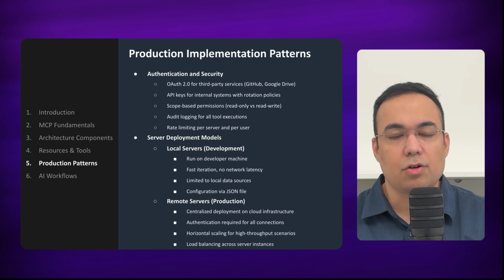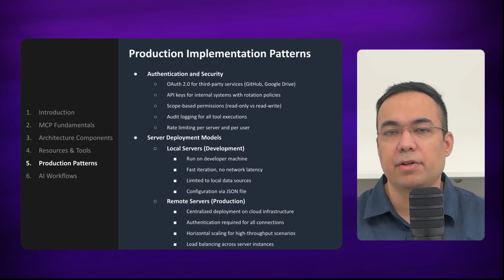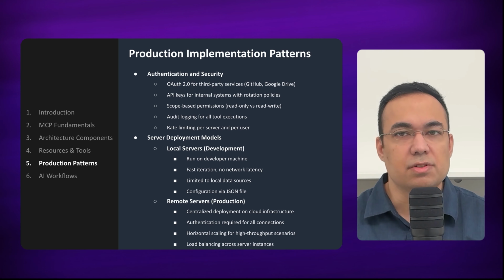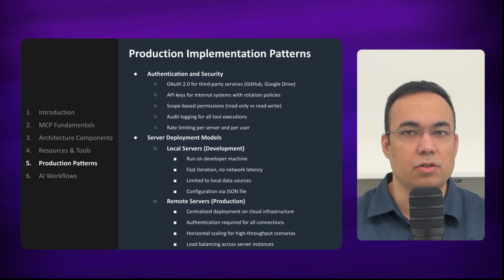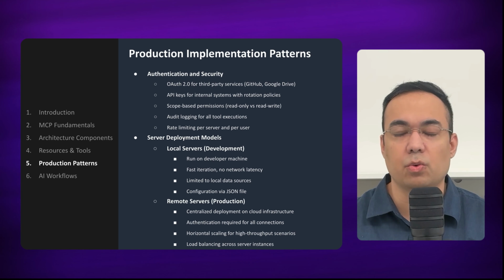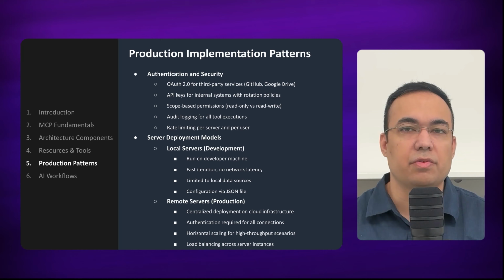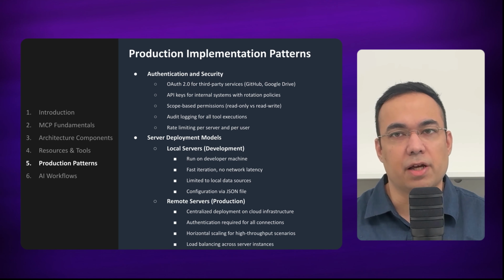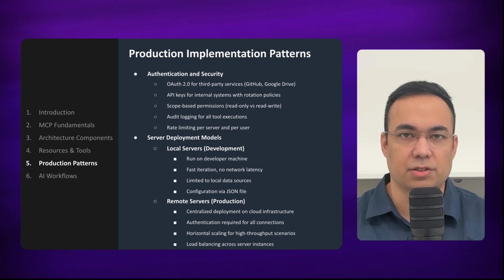Now, let's talk about server deployment models. You have three main options here. Local servers are great for development. They run on a local developer machine with fast iteration and no network latency. They are limited to local data sources, and configuration happens via a JSON file. This is perfect for prototyping and testing, but it's not ideal for production.